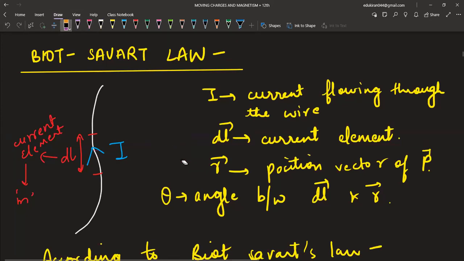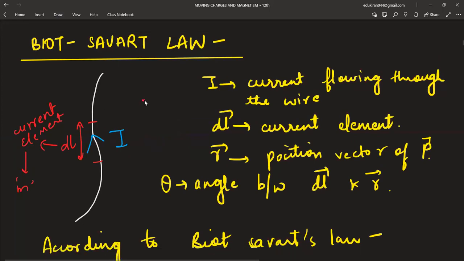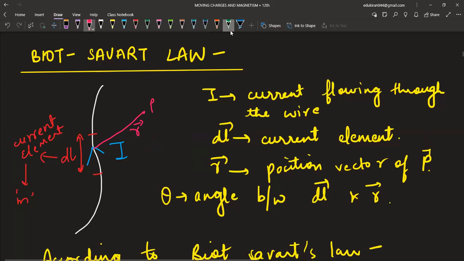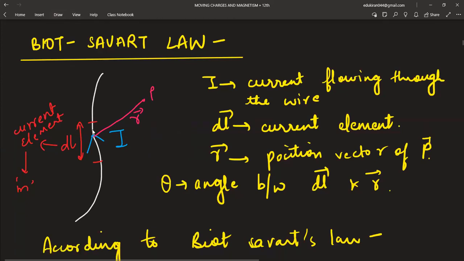I'll erase this portion. Now see, we have this point P, and this is the wire. So I'm joining it. Now look, there's an angle between dl, the current element, and the position vector. So this angle I'm taking as theta, which is the angle between dl and the position vector R. I is the current flowing through the wire, dl is the current element, R is the position vector, and theta is the angle between dl and R.